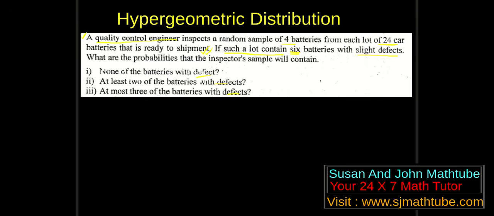So I'll read the question once more. A quality control engineer inspects a random sample of 4 batteries from a lot of 24 car batteries that is ready for shipment. If such a lot contains 6 batteries with slight defects, what are the probabilities that 1, 2, 3? Okay, now look at this.